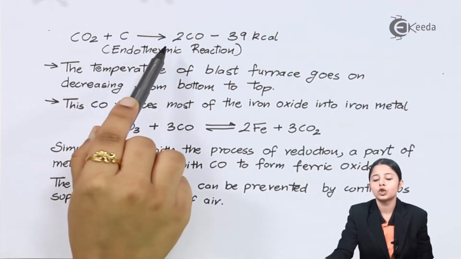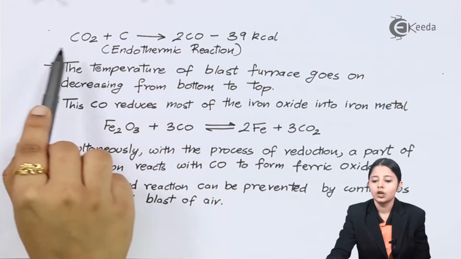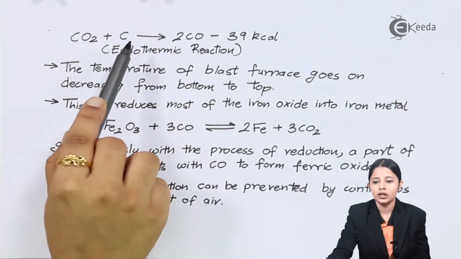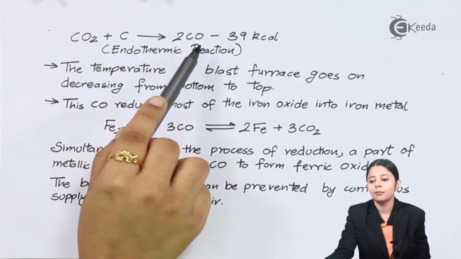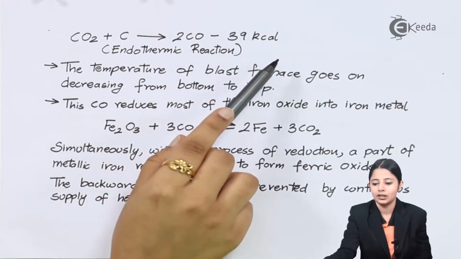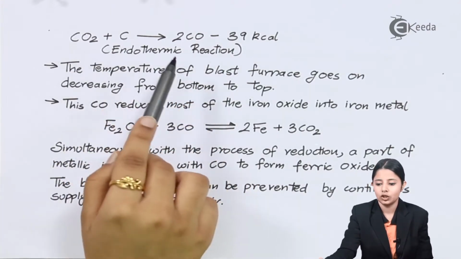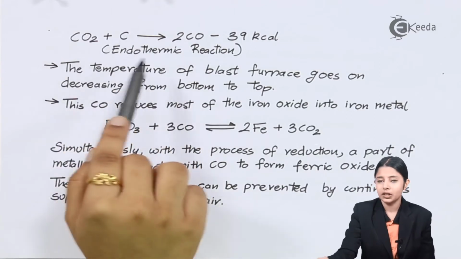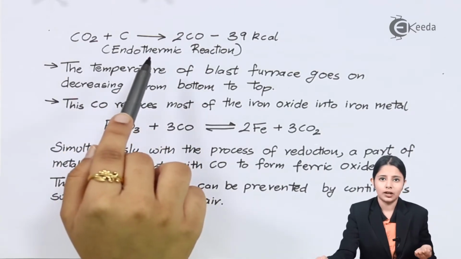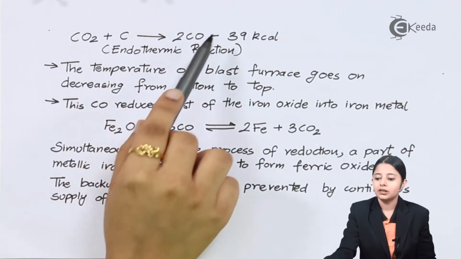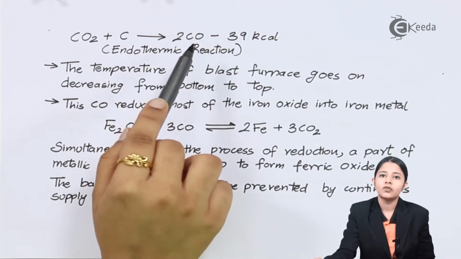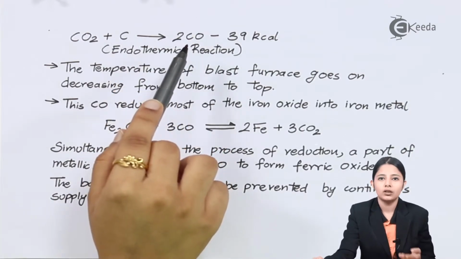This CO2 plus C forms 2CO, carbon monoxide. So 1 carbon dioxide plus 1 carbon forms 2 carbon monoxide minus 39 kilocalories. This is an endothermic reaction. Now, since it is an endothermic reaction, we do not need endothermic reactions because we need the heat. But this CO which is being formed is very useful. We'll see that in the further reactions.